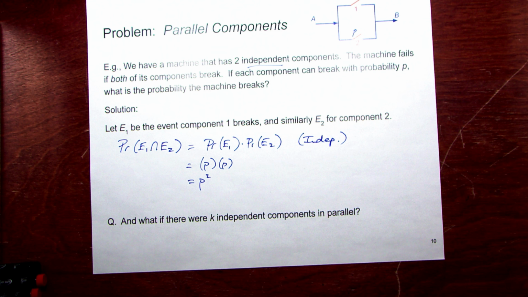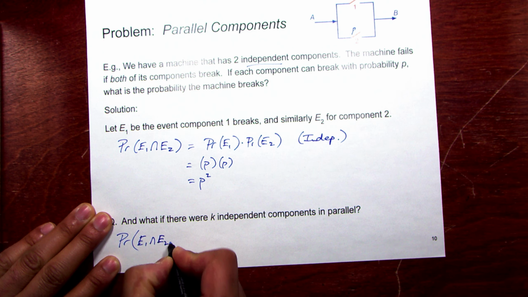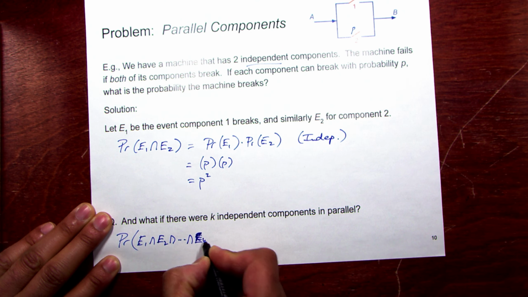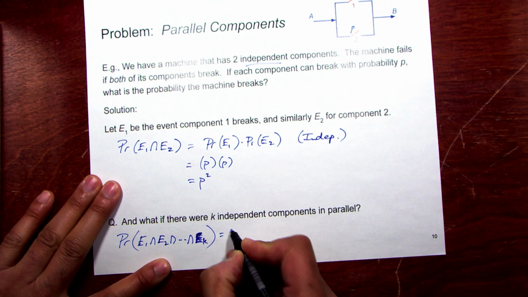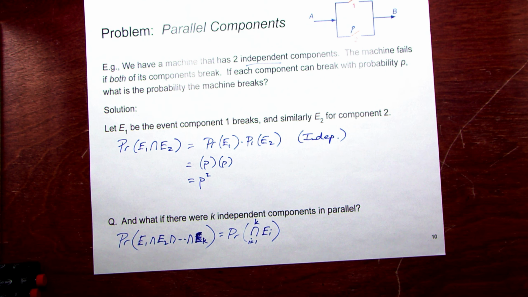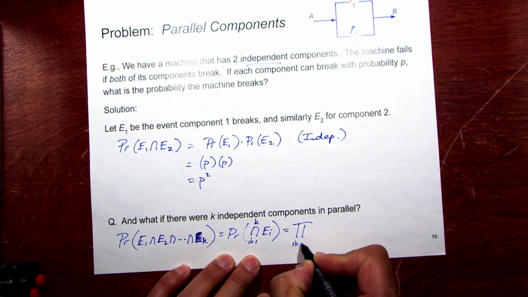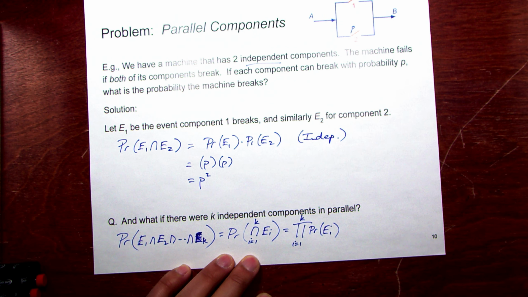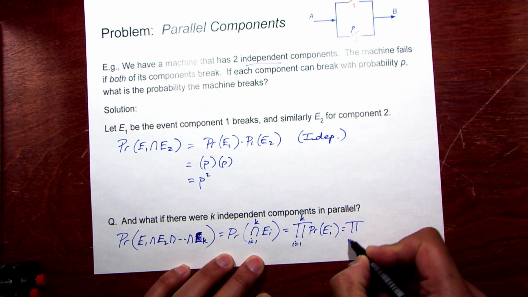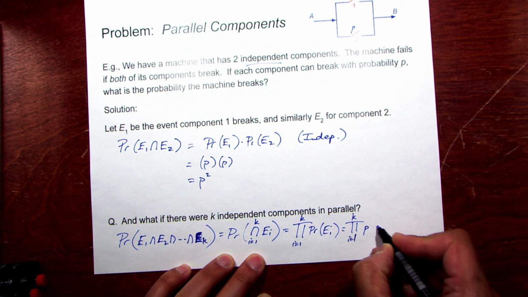Yeah? Okay, and mathematically, we would write that it's E1 and E2 and EK. Maybe it's better that I do it this way. Okay, and start using our notation a little bit here. It's a whole bunch of intersects, and they're all mutually independent of each other. So they all multiply. This becomes the product of the individual probabilities, and that's P multiplied by itself, K times over, and that's P to the K.